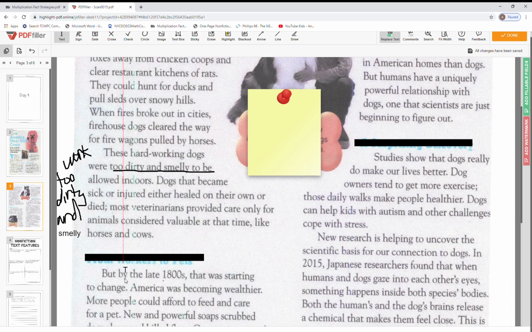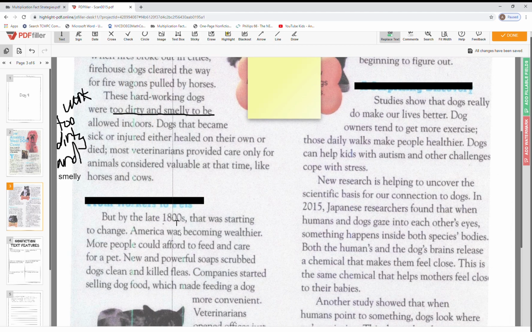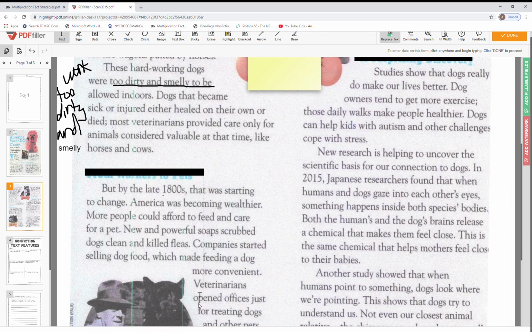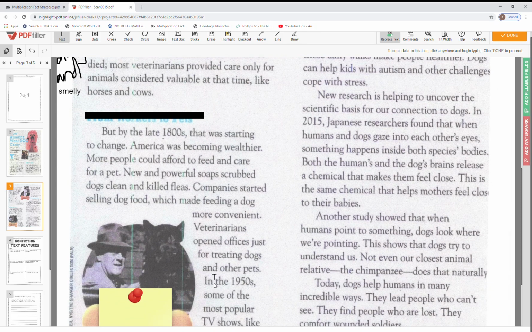So now let's look here. By the time in the late 1800s, it was starting to change. America was becoming wealthier. More people could afford to feed and care for a pet. New and powerful soaps scrubbed dogs clean and killed the fleas. Companies started selling dog food, which made feeding a dog more convenient. Veterinarians opened offices just for treating dogs and other pets.